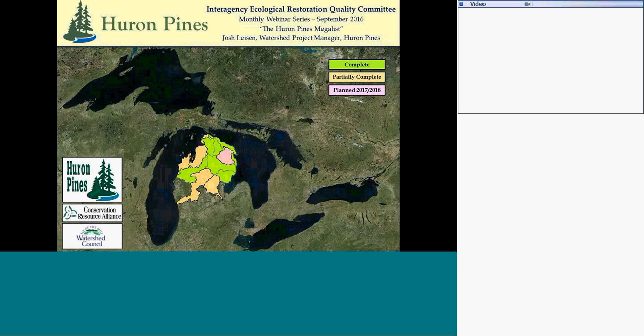Between Huron Pines, Conservation Resource Alliance, and Tip of the Mitt Watershed Council, road stream crossing inventories have been completed for most of northern lower Michigan since 2011 using the Great Lakes Road Stream Crossing Inventory Protocol. Huron Pines has secured funding to inventory the Thunder Bay watershed in 2017 and 2018, and that pretty much completes our inventory coverage of the Huron Pines service area. Again, all of this data can be viewed online at northernmichiganstreams.org.